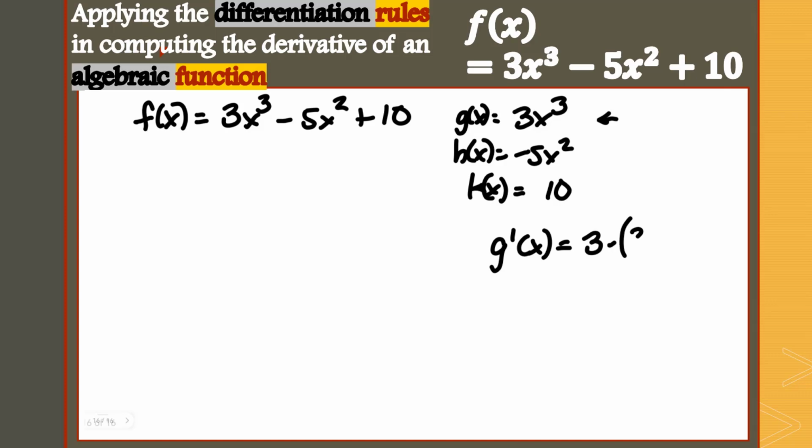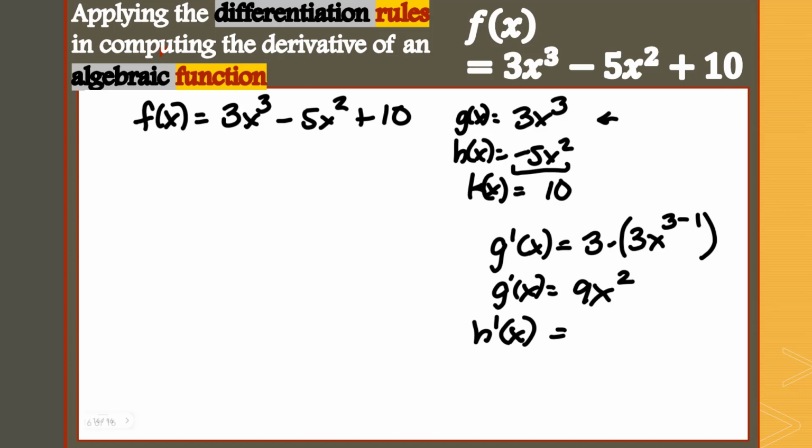So you have here 3x to the power of 3 minus 1. Okay, take note, it's always minus 1. So this is actually equal to 9x squared. For our h of x, you will have again constant multiple, negative 5, times your power for your x squared. So you will have 2x to the power of 2 minus 1, as you have n times x to the power of n minus 1, which will give you a value equivalent to negative 10x to the power of 1, or just simply x.